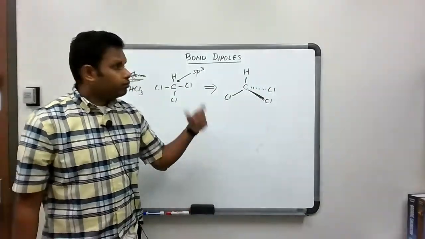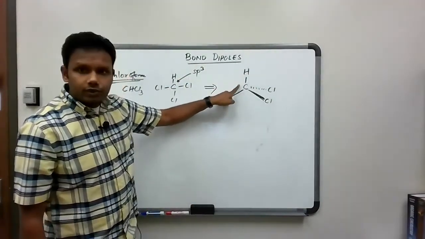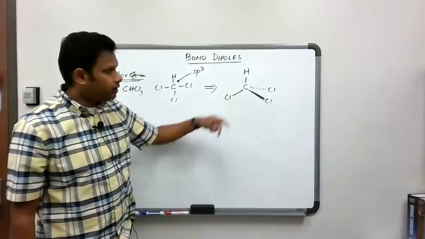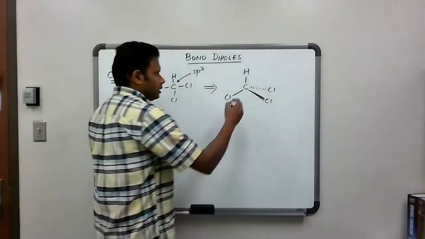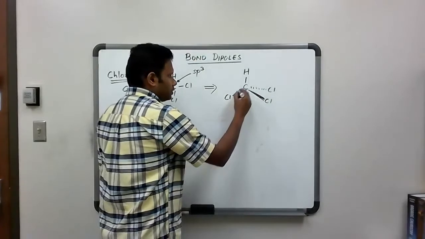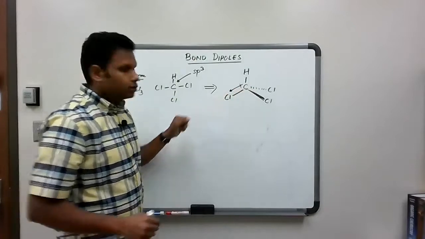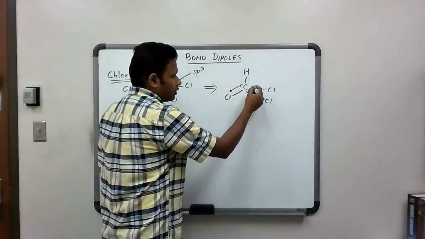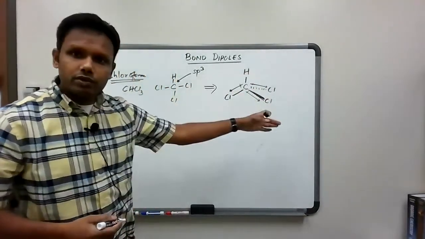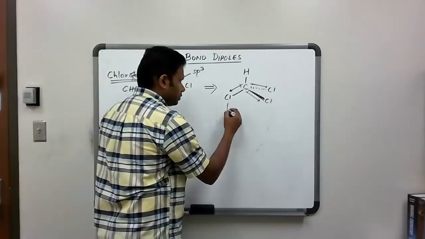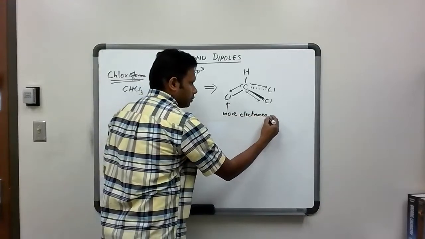Now, if you think about bond dipoles, that's what we're trying to draw here. There shouldn't be any dipole between carbon and hydrogen. That's a covalent bond, but the carbon-chlorine bonds all have dipoles in them, and chlorine is more electronegative. So the bond dipole here is going to be pointing from the carbon to the chlorine for all of these bonds. They will all have a dipole, and it will point towards the more electronegative element. The reason we are doing this is because the chlorine is more electronegative.